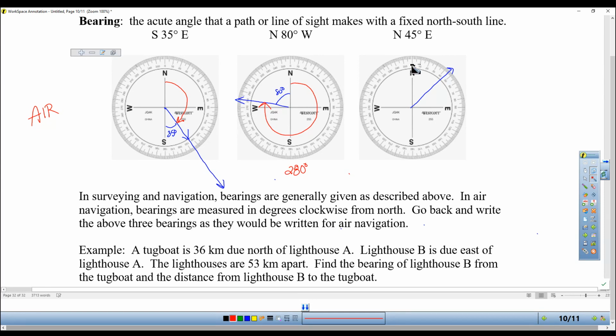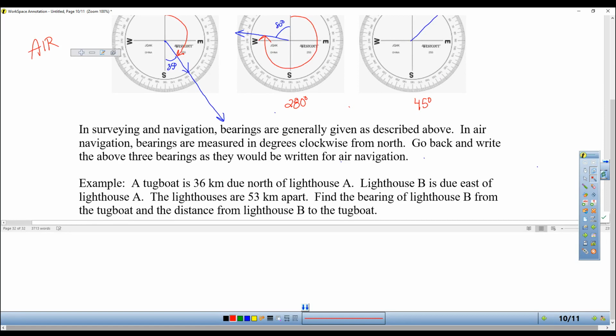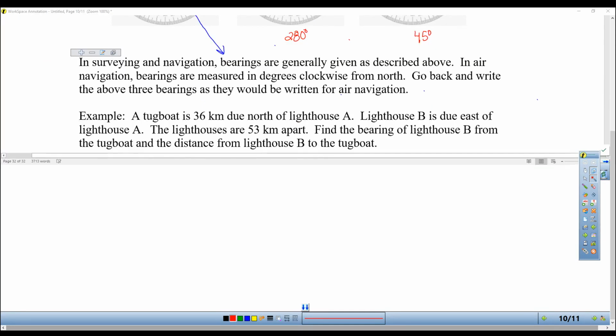It does work fine if you're going northeast because it's still just 45 degrees. So if you see something that doesn't have the compass points written on it, then just start at north and keep going until you get to that angle. All right, but our problem is going to be a boat, so we don't have to worry about the air navigation.